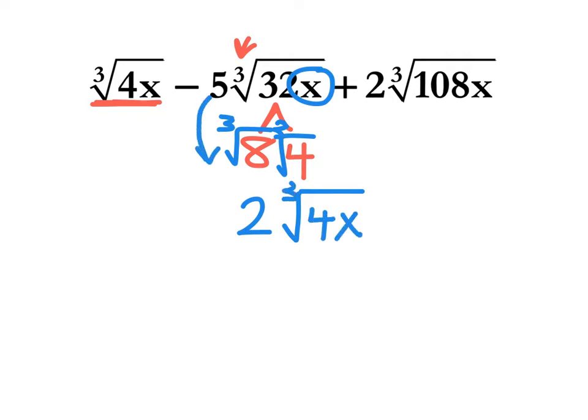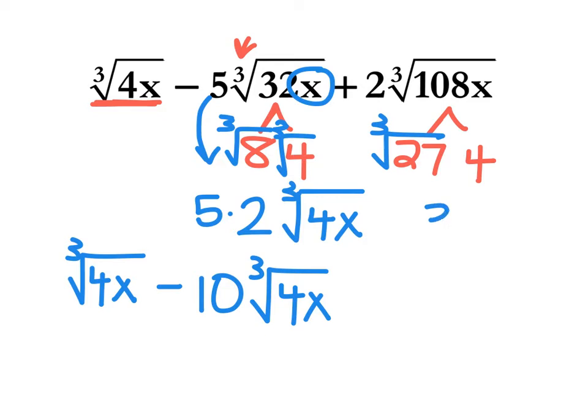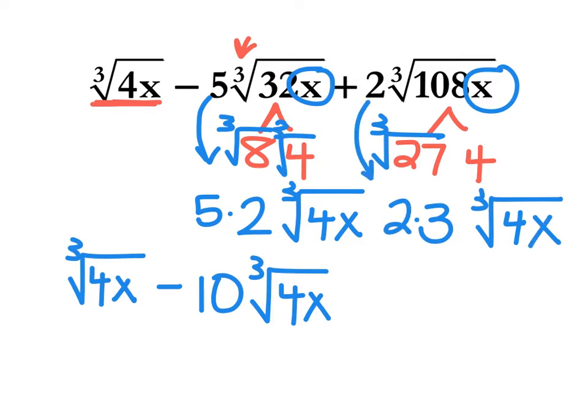Now, with this 5, again, I'm multiplying. So right now I have just this original cube root of 4x minus a 10 cube root of 4x. And lastly, we are going to look for a perfect cube that goes into 108. That's going to be 27. 27 times 4 is 108, and I can cube root 27. That's why it's a perfect cube. I get 3 cube root of 4, and this x cannot be cube rooted, so it stays underneath. Don't forget to multiply by 2. And 2 times 3 gives me a 6. This is a plus 6 times the cube root of 4x.